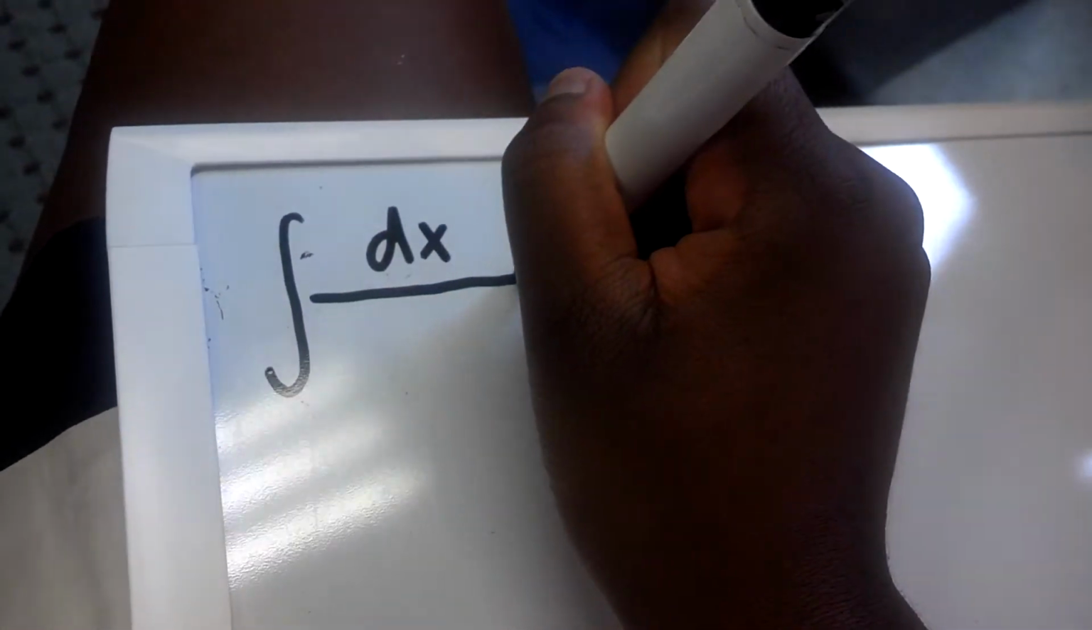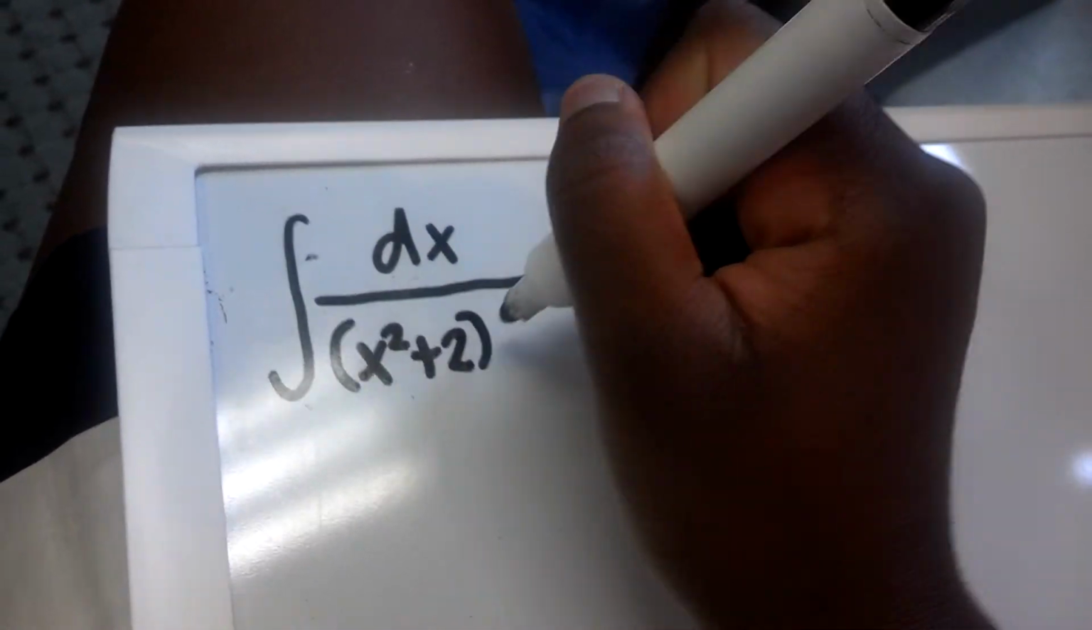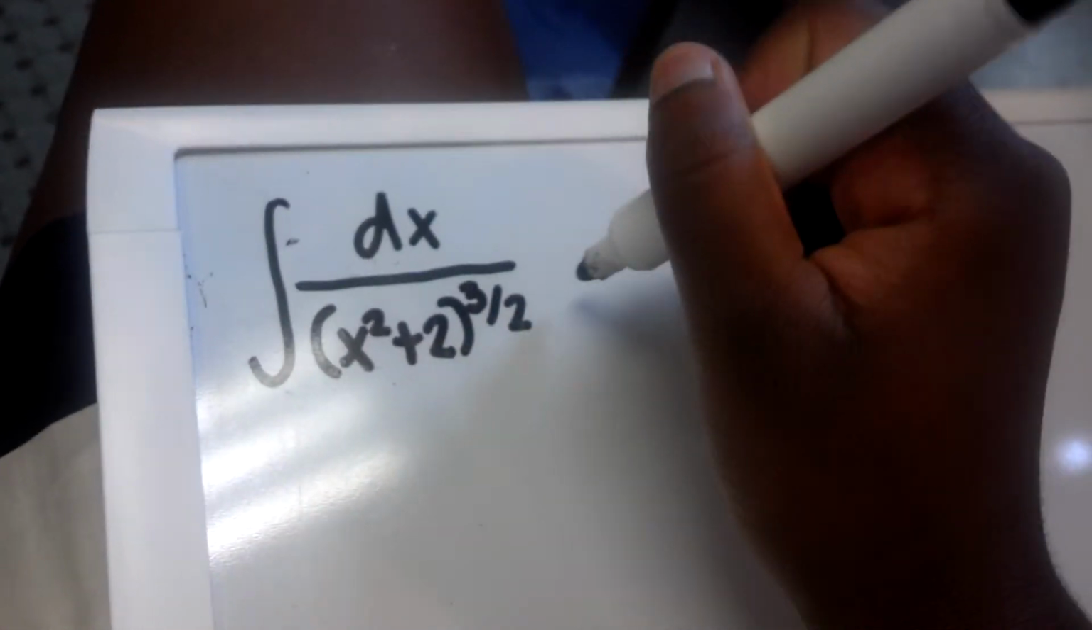It's an integration function, so what we'll want to do is take the opposite of the derivative, which is the integral. So we're given the problem, the integral of dx over (x squared plus 2) to the 3/2.